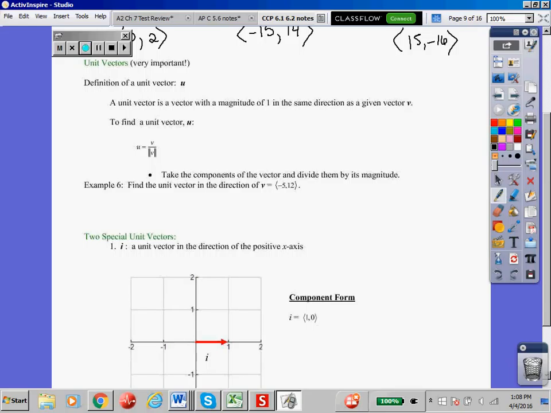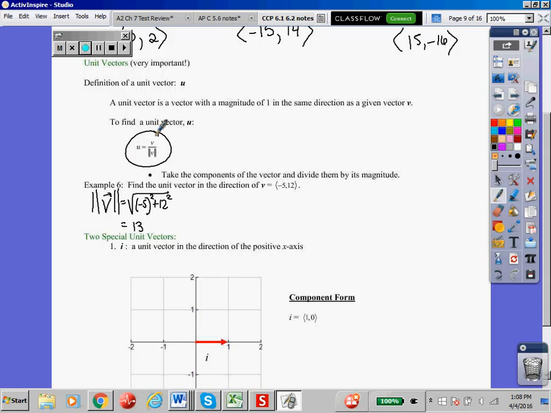Example 6 says find the unit vector in the direction of vector V. The first thing you have to do is find the magnitude, which is the square root of negative 5 squared plus 12 squared. Well, if you know your triples, 5, 12, 13. So you guys, right here, this is what's new for you.